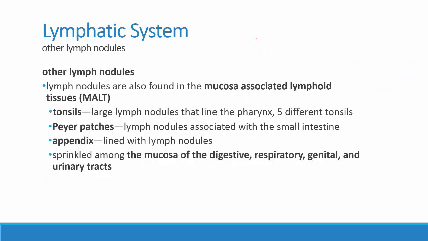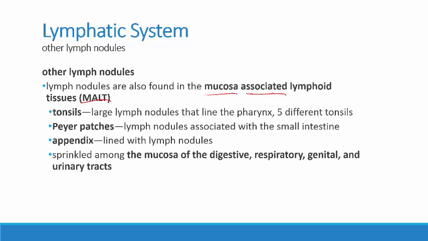So we find lymph nodules, again, these are the masses of macrophages and of lymphocytes. They're found in other portions of the body as well. They're all found in what are termed the MALT. That's the mucosa-associated lymphoid tissues. So MALT includes the tonsils. These are 5 large lymph nodules that line the pharynx.